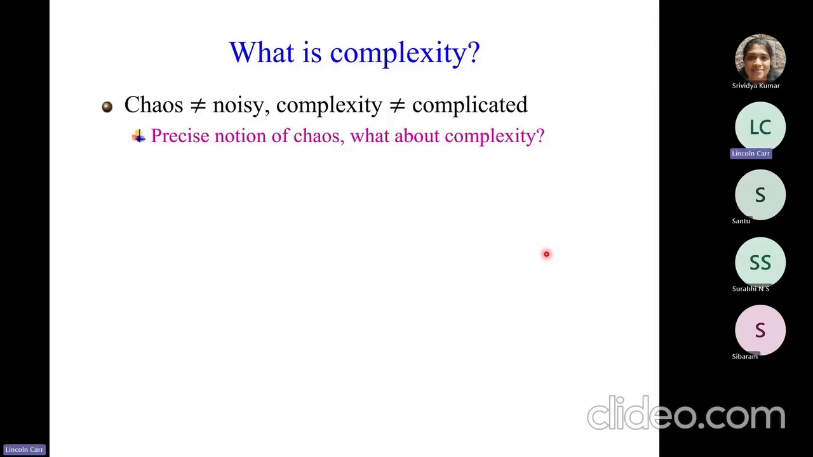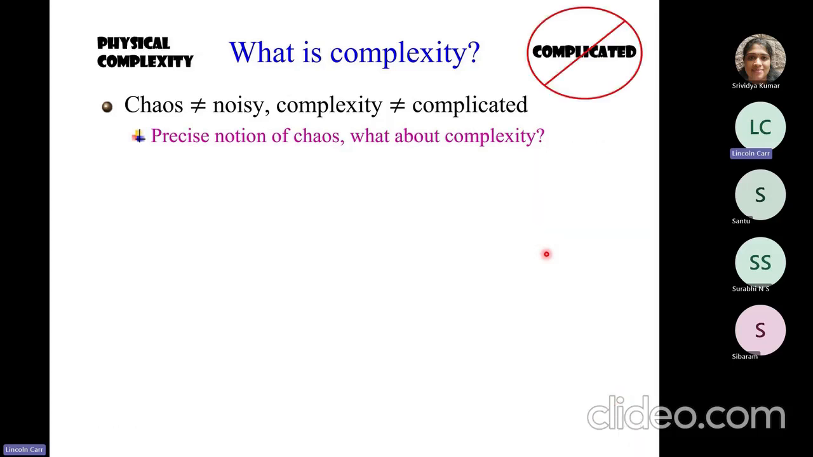Just like chaos is not noisy, complexity is not complicated. We have a very precise notion of chaos. Commonly in society, we use chaos to mean noisy, often stochastic. But chaos actually means hidden order, and it means you get to explore a system dynamically, but you lose your intuition. Those are very specific things it means. Complexity also means something specific, not just that it's hard. If you get nothing else from this talk, you should get that physical complexity is not complicated.